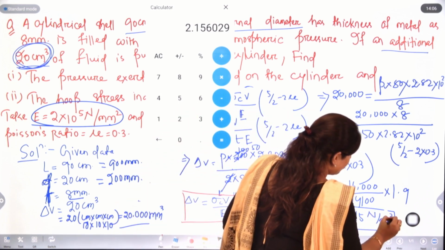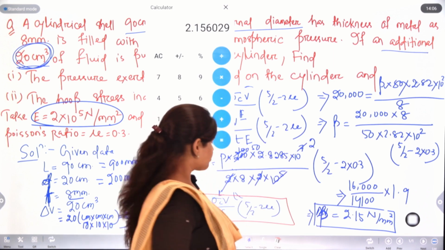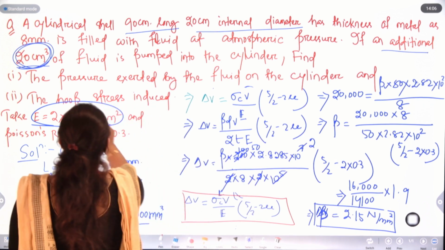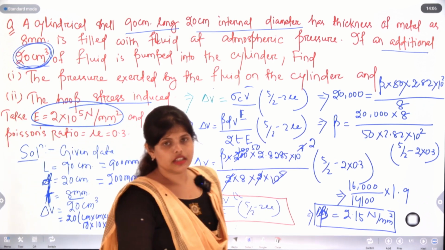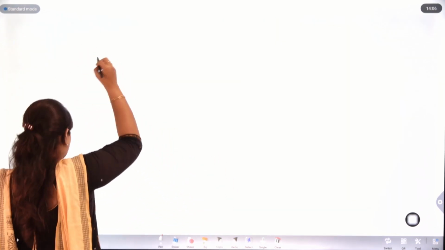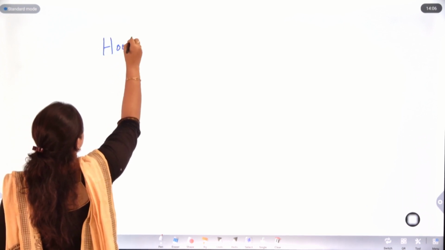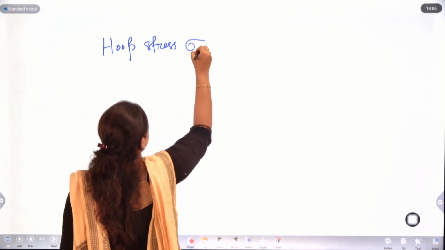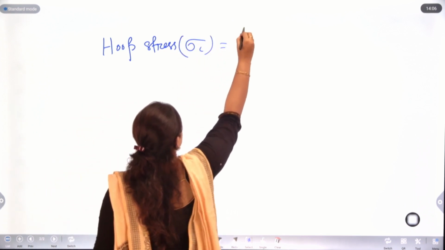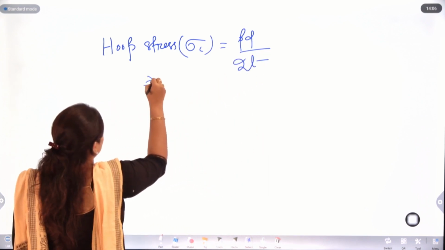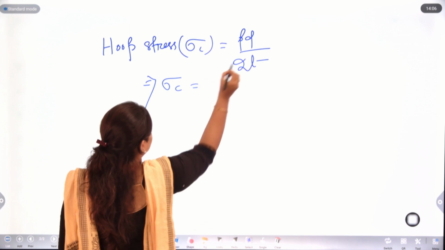Okay, so what do we need to calculate now? In the second question, the question asks to calculate hoop stress. So how to calculate hoop stress? We have already calculated various times, that hoop stress is denoted by sigma c, and sigma c is PD upon 2T. So now we have all these values.